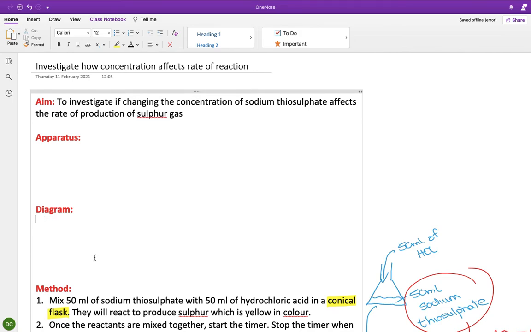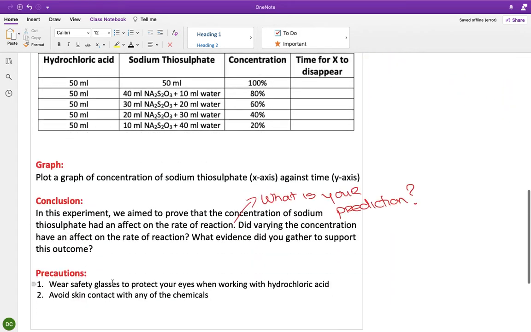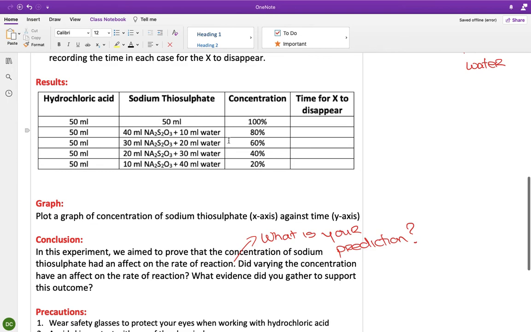Fill in the apparatus, fill in the diagram, draw the table, fill it in. Obviously leave this blank, we'll do that. The graph, write the word graph, and then leave about half a page to draw a graph. And with the conclusion, again, you can write it, you can write the questions and just leave space for answers.